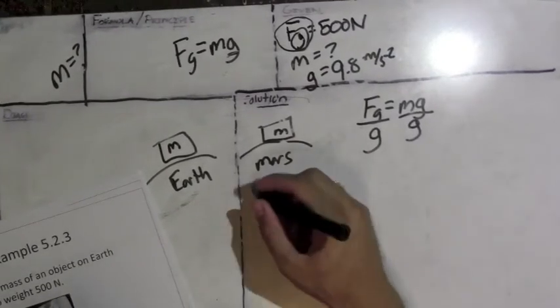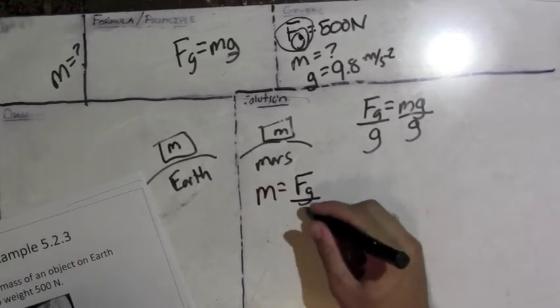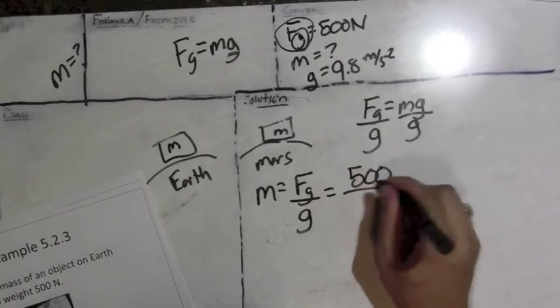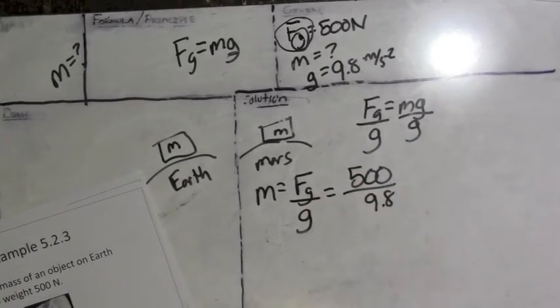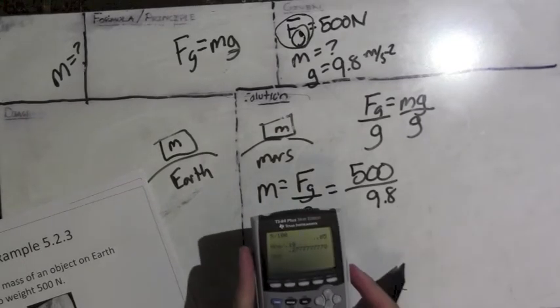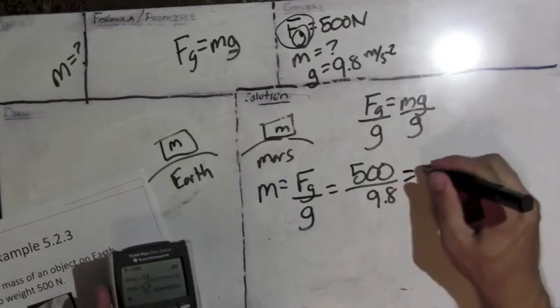So now when you do this, you get m equals Fg divided by g, or in our case 500 divided by 9.8. When you do that, you should get an answer of about 50.2, I believe. Let's take a look at it. 500 divided by 9.8 gives you 51 kilograms.